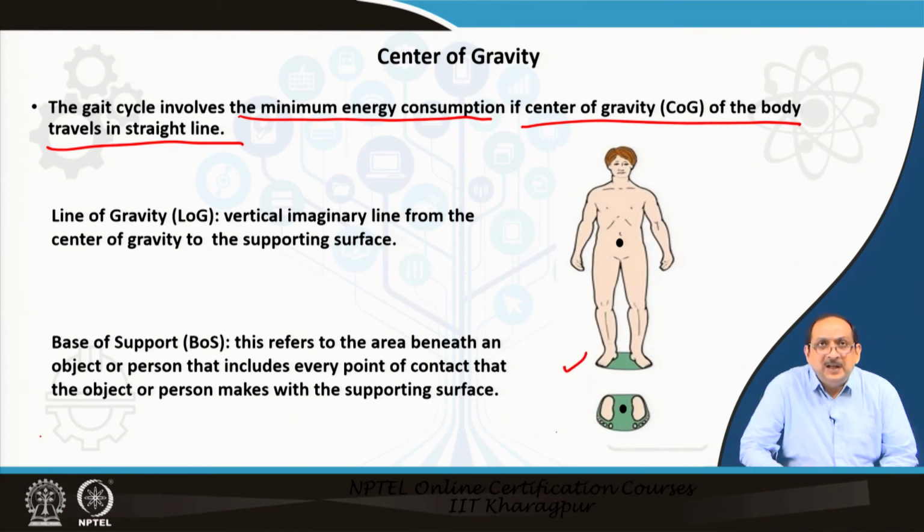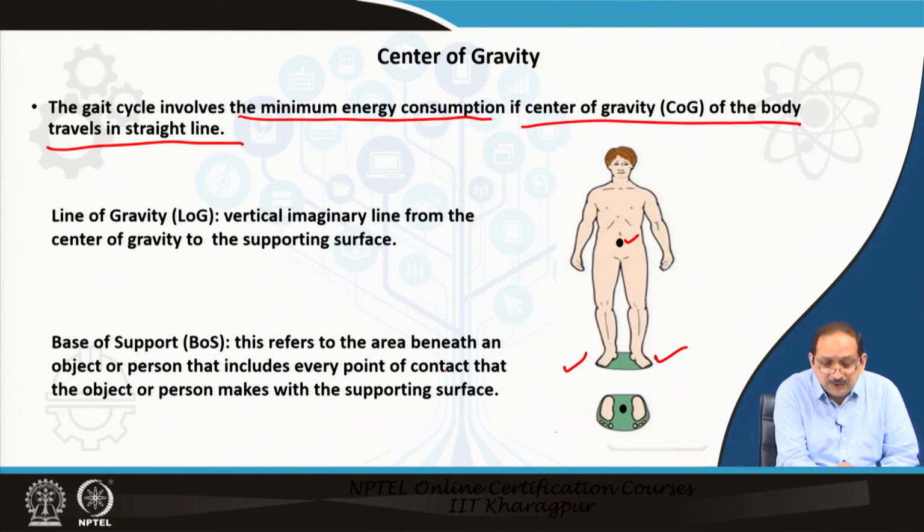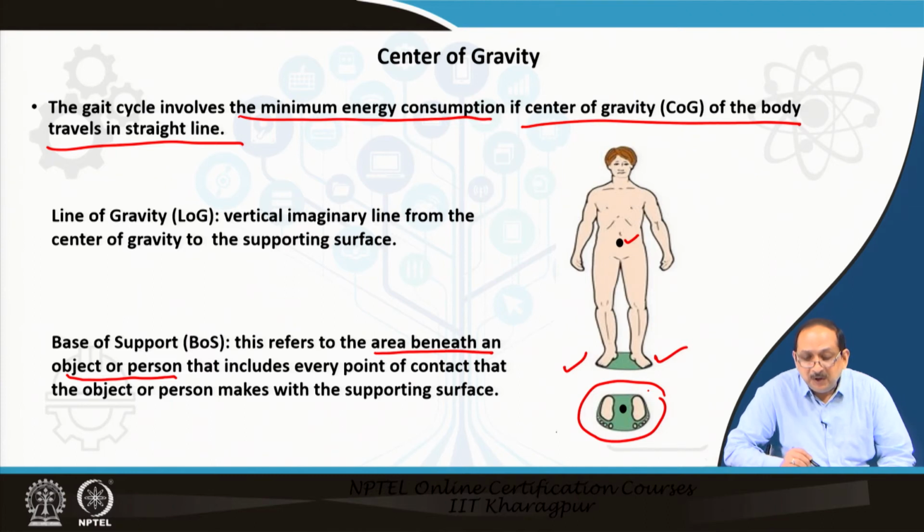So, the line of gravity is a vertical imaginary line from the center of gravity to the supporting surface. So, from the center of gravity to the supporting surface. The base of support is the area beneath an object or a person that includes every point of contact that the object or person makes with the supporting surface.